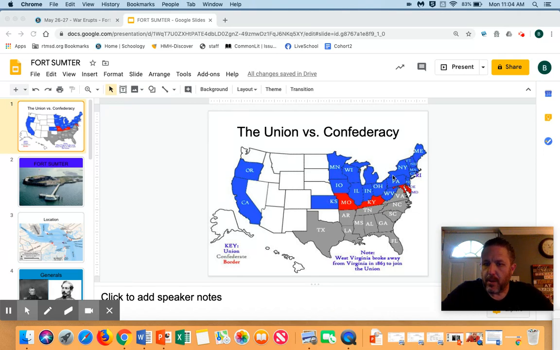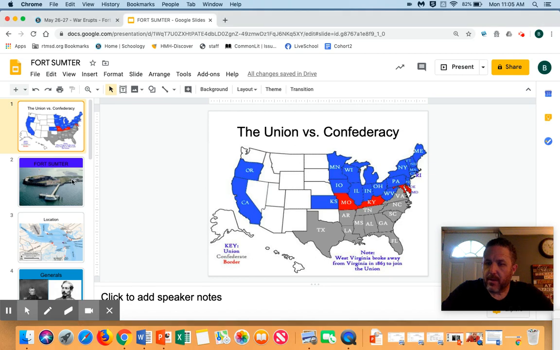First of all, the Union, or the North, are represented by these blue states. The Confederacy is represented by the states shaded in gray. The red states, Missouri, Kentucky, Maryland, Delaware, are known as border states, which meant they had slaves, but they did not officially break from the Union. There will be a couple of questions about the geography of the United States during the Civil War moving forward.